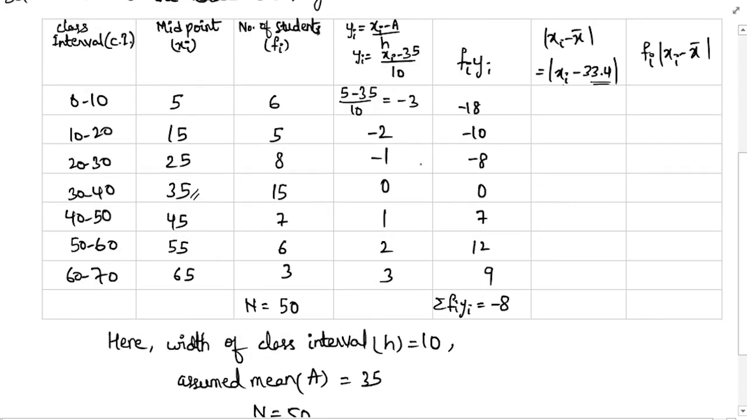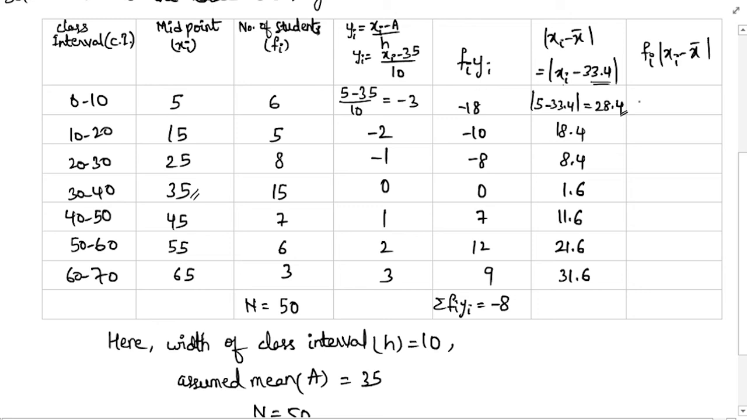Okay, so now we will substitute this 33.4 in this table. Okay, so xi minus 33.4. So what is xi here? 5 minus 33.4, whole mod of this. So we will get the value as 28.4. Okay, next this will be 18.4. Okay, this is 8.4, this is 1.6, this is 11.6, this is 21.6, and this is 31.6.